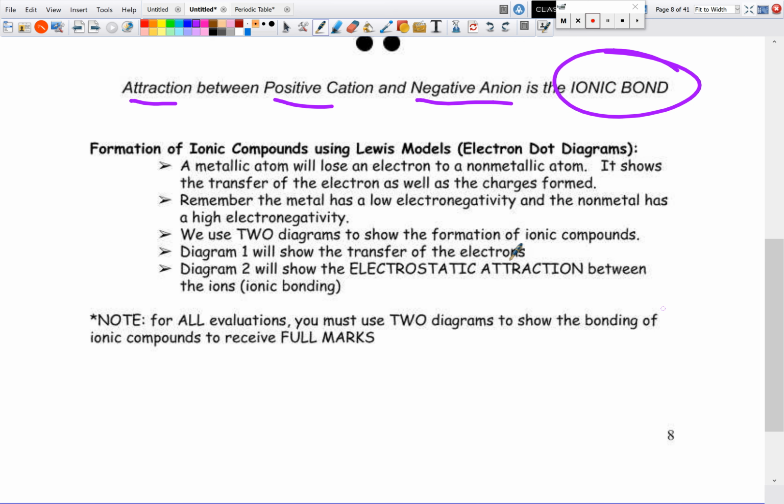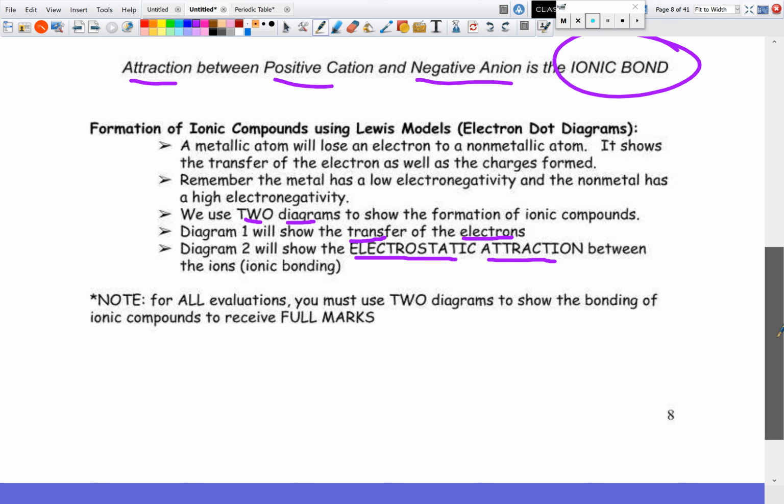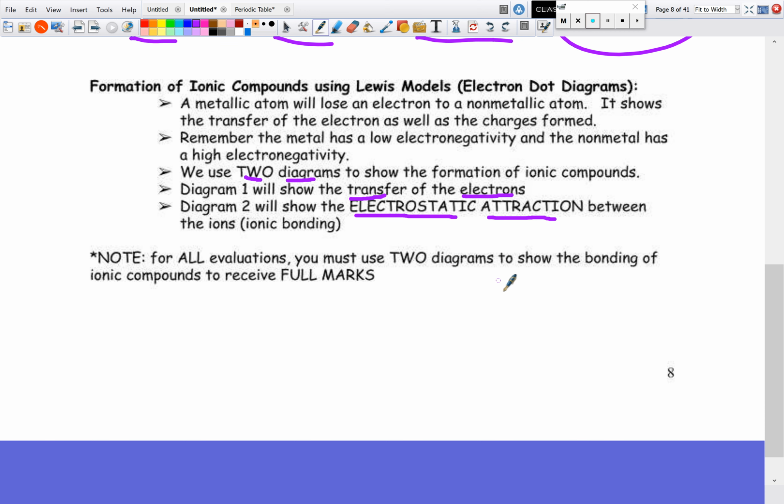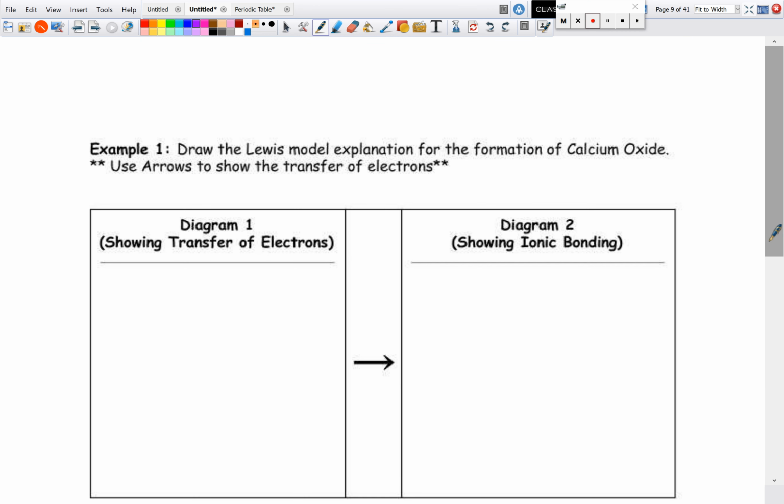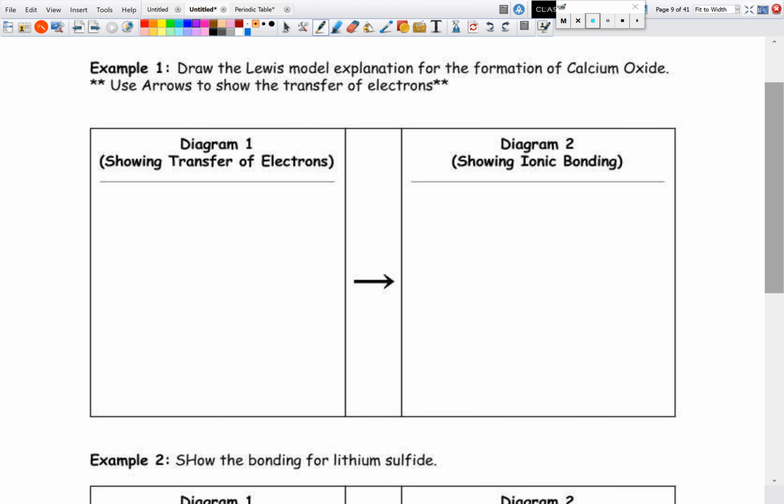When we show the formation of ionic compounds using our Lewis models, we have to make sure that all metallic atoms will lose their electrons and nonmetals gain them. All right? Now, we are going to use two diagrams to show the formation of ionic compounds. Diagram 1 will show the transfer of the electrons using arrows. Diagram 2 is going to show the electrostatic attraction between the ions. Okay? So, just so you know, we need two diagrams that show the bonding of ionic compounds to receive full marks on tests. So, I'm going to do two examples and let you guys do the rest.